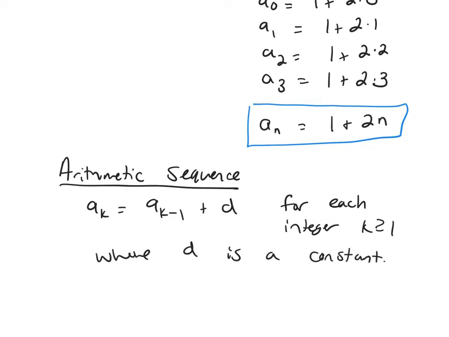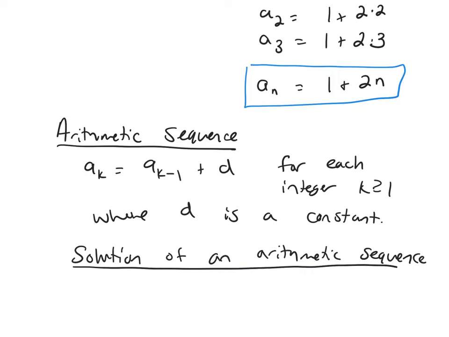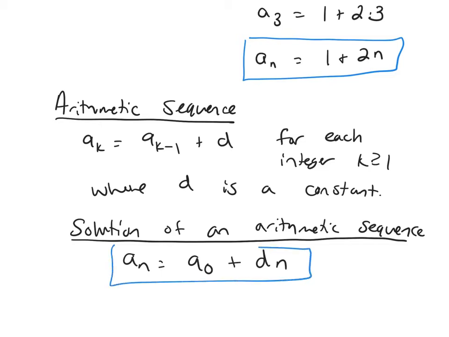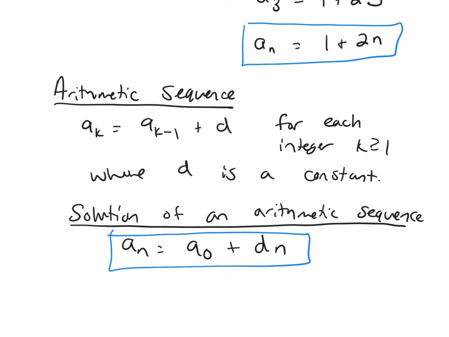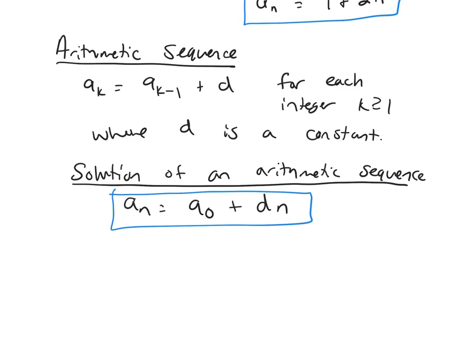So in our example, d was 2, and you can always write the solution of an arithmetic sequence. It'll have this nice formula: an will be a0 plus d times n. So if you compare this with your example, you'll see that it follows the same format. a0 was 1, d was 2. So if you plug those in, you get the same answer we got in our previous example.